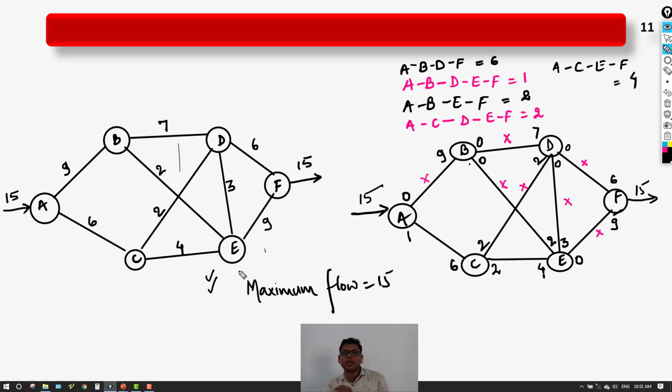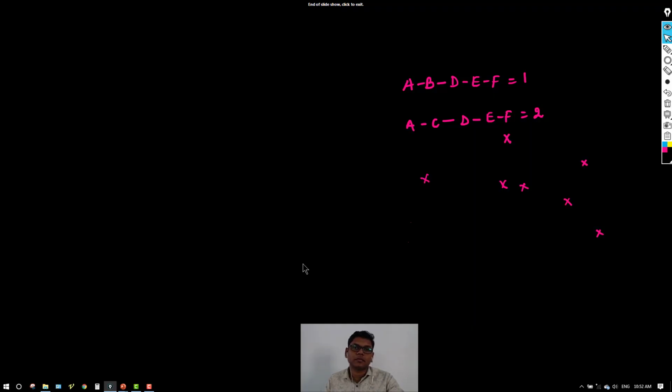So at the end we have to come to this step, and you have to write maximum flow is equal to 15. So this is how we are determining it. So for today we have completed this one, and in the next class, as an example, that park problem, you can solve that park problem.